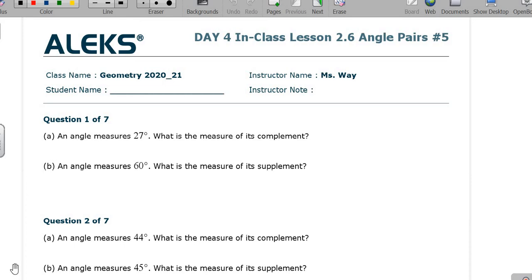This is the ALEKS help video for day 4 in class lesson 2.6, angle pairs.